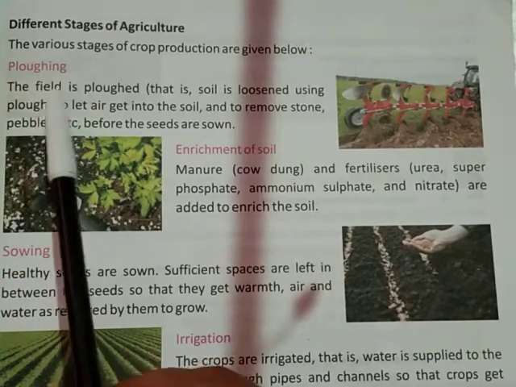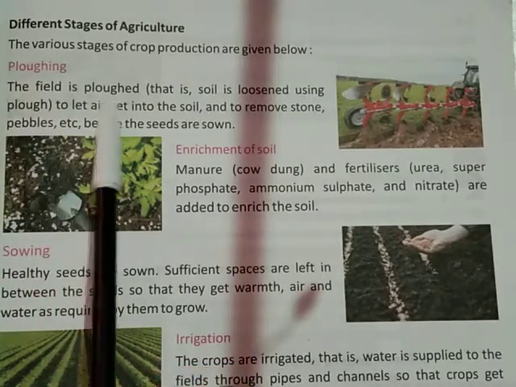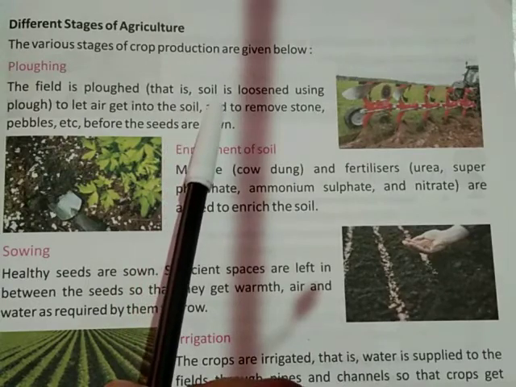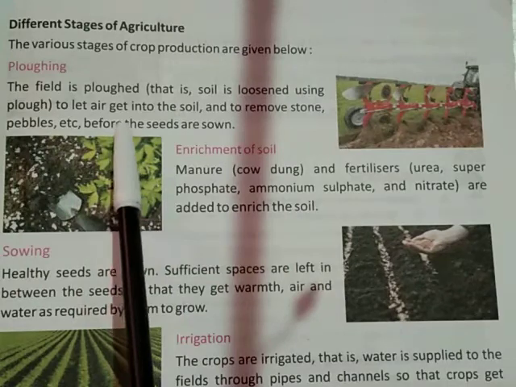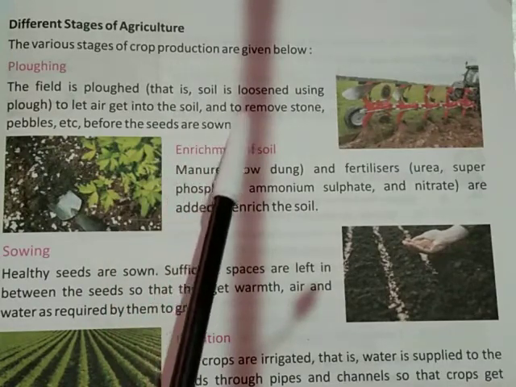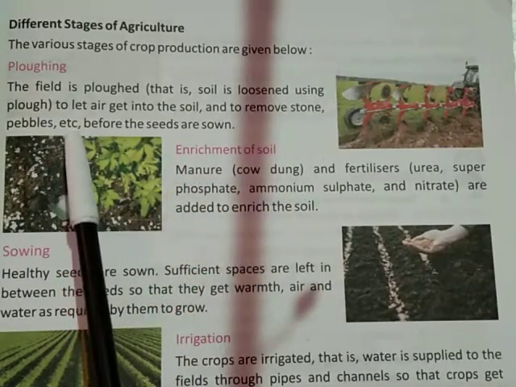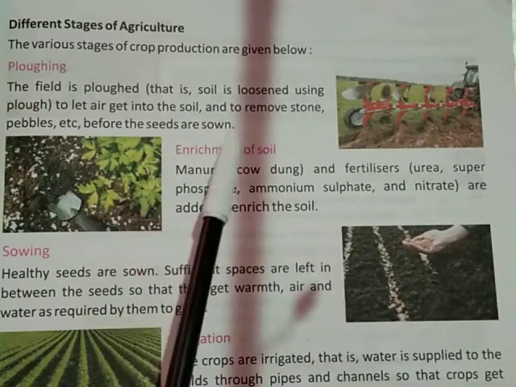First we have ploughing. The field is ploughed, that is, the soil is loosened using a plough to let air get into the soil and to remove stones, pebbles, etc. before the seeds are sown.